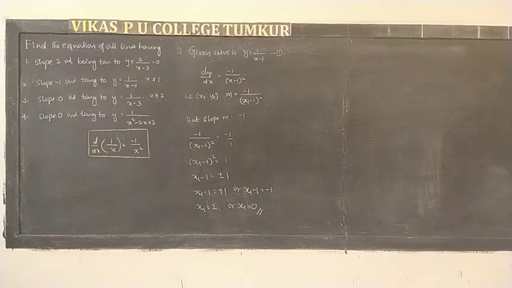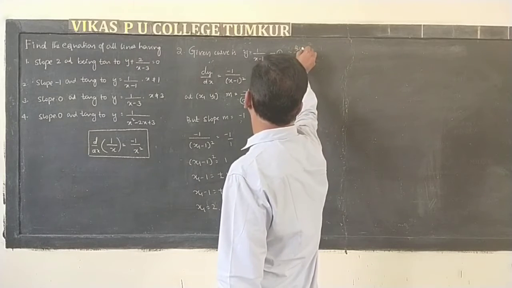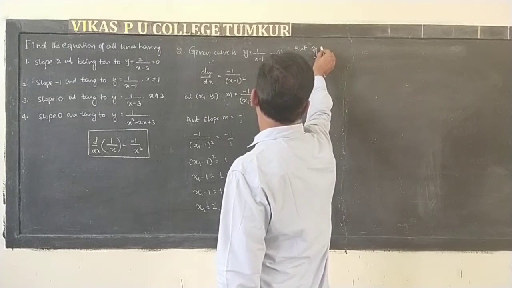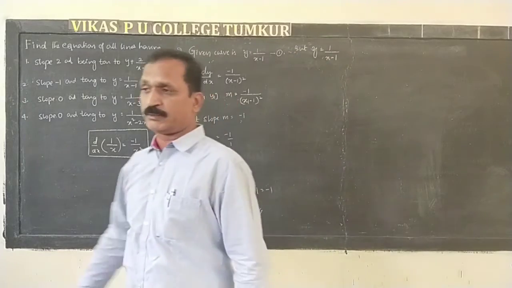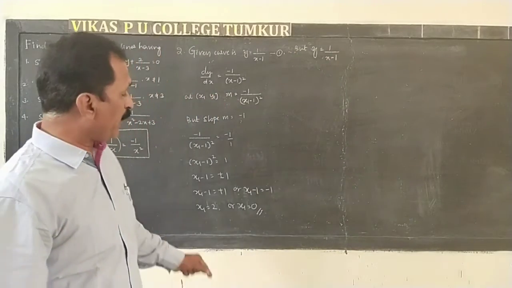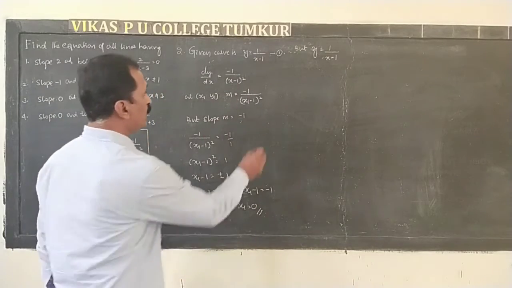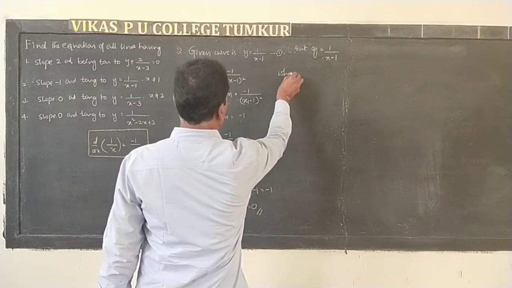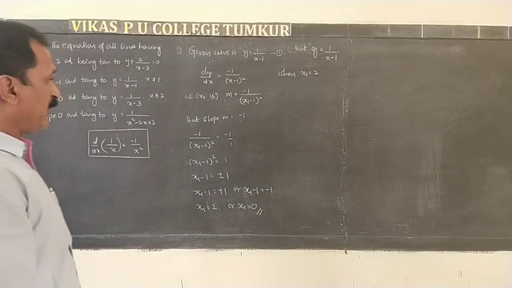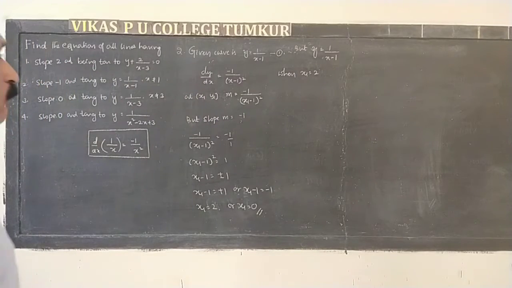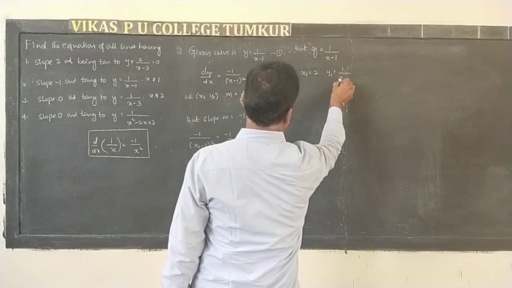Now I should find the y1. What is y? But the value of y is equal to 1 divided by x minus 1 here. It is the equation. Now at the point 2 and 0, I want to find y1. Clearly, when the value of x1 is equal to 2, what is the value of y1? So value of y1 is equal to 1 divided by 2 minus 1.